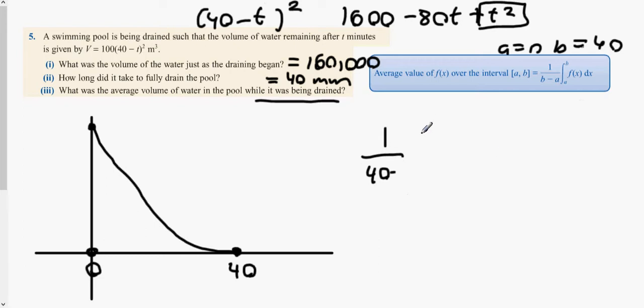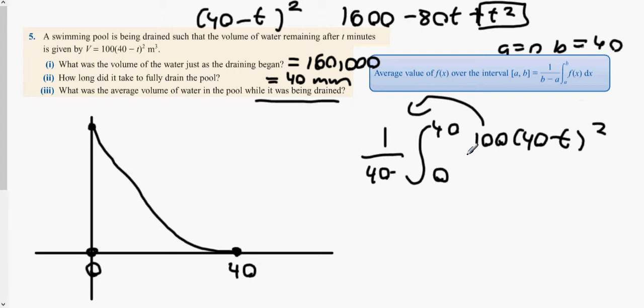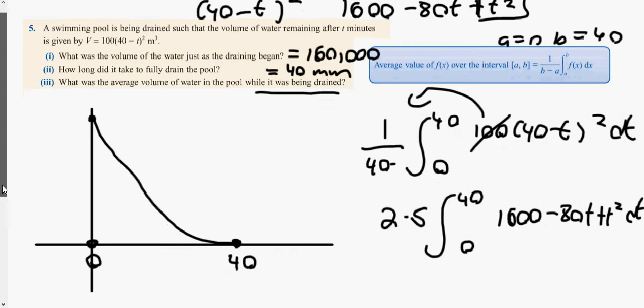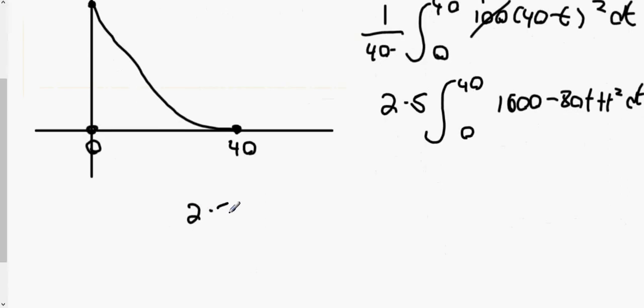So it's going to be 1 over 40 multiplied by the integral from 0 to 40 of 100 bracket 40 minus t squared. Now what I'm going to do is bring the 100 to the outside and divide 40 into 100, and we're going to get 2.5. So it's going to be 2.5 times the integral from 0 to 40, and the 100's gone. I'm going to expand 40 minus t squared and get 1600 minus 80t plus t squared dt.